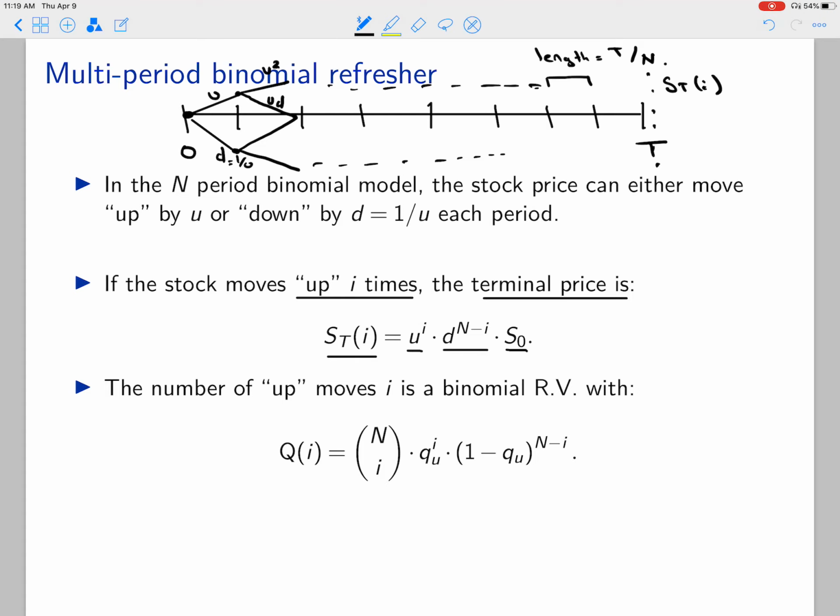And given a path I of up moves, we could also calculate the risk neutral probability of that path. For example, if the stock moved up I times and down n minus I times, the risk neutral probability of this path occurring was n choose I, q sub u to the I, 1 minus q sub u to the n minus I. That is, the number of up moves I was a binomial random variable, and we know that binomial random variables have probability distribution functions or mass functions given by the below.